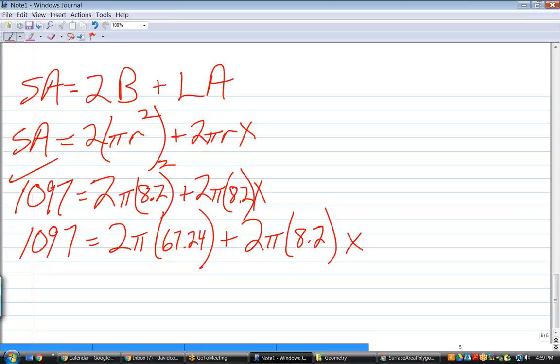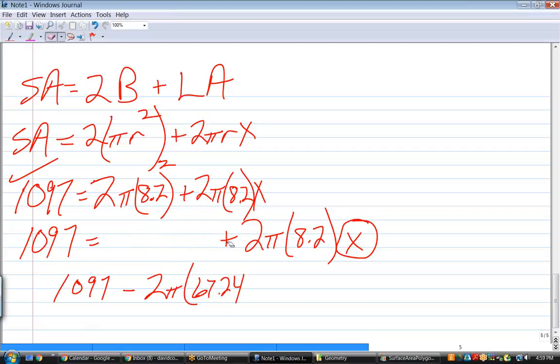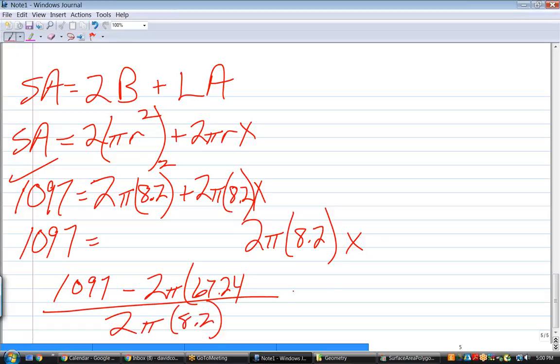I'm trying to solve for x. So when I've got a variable on one side of the equation, and a bunch of other stuff with it, we've got to get rid of it. How do we get rid of this? Get rid of that first. You could subtract it. Okay. So on the left side of the equation, I've got 1097 minus 2 pi times 67.24. That gets rid of that. And now how do I get rid of the other thing that's multiplying x? Divide. Okay, so I'm going to divide the left side by 2 pi, the whole thing, times 8.2. And that's equal to x.